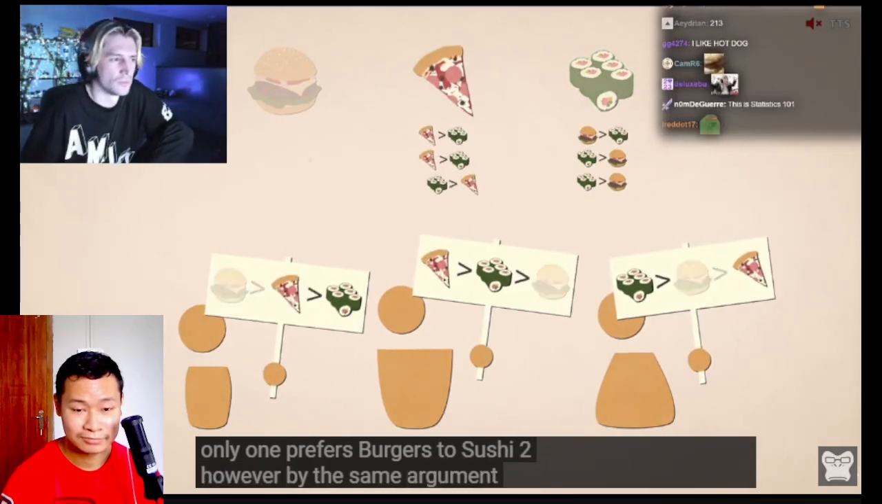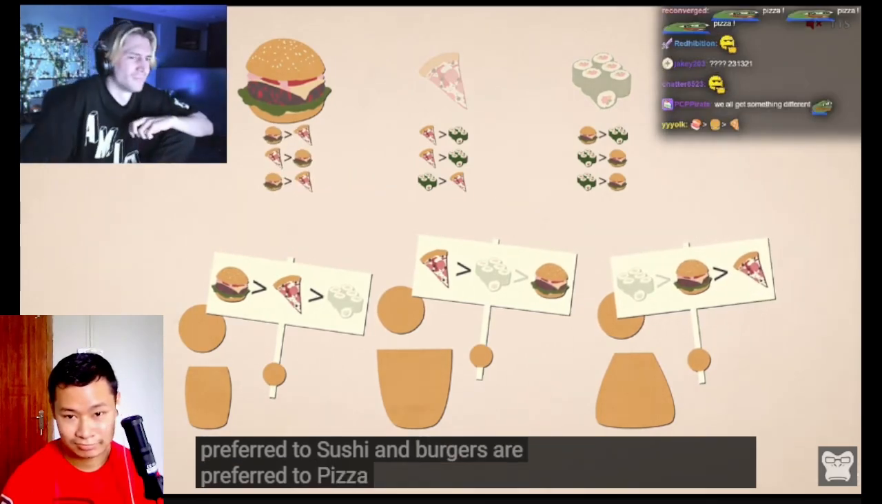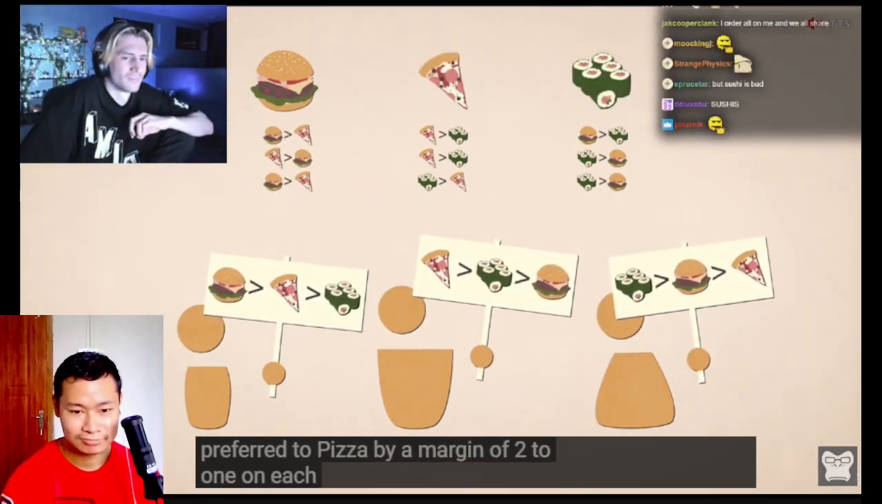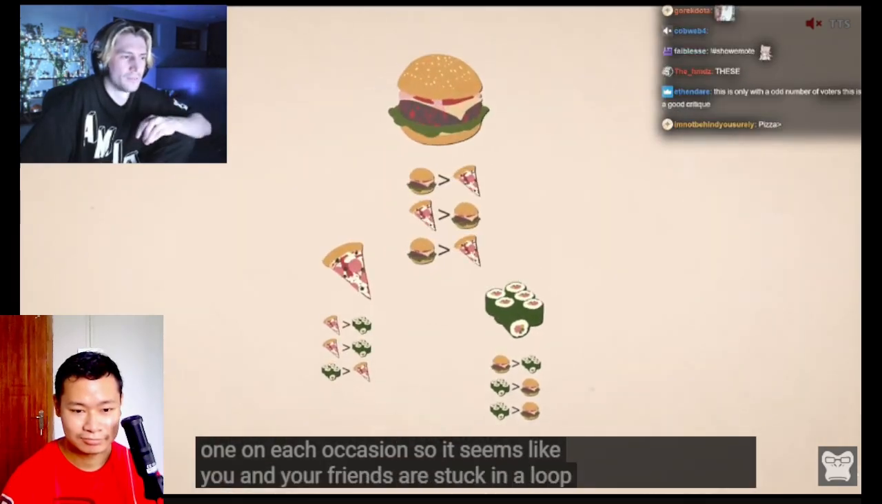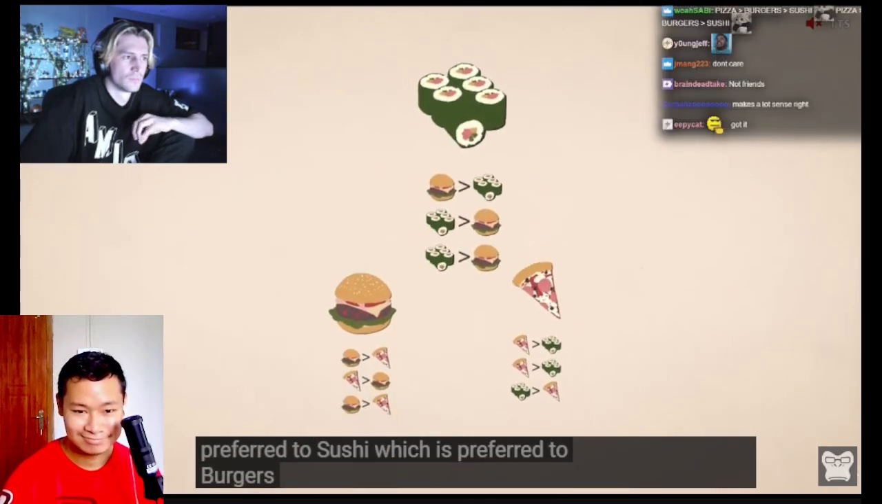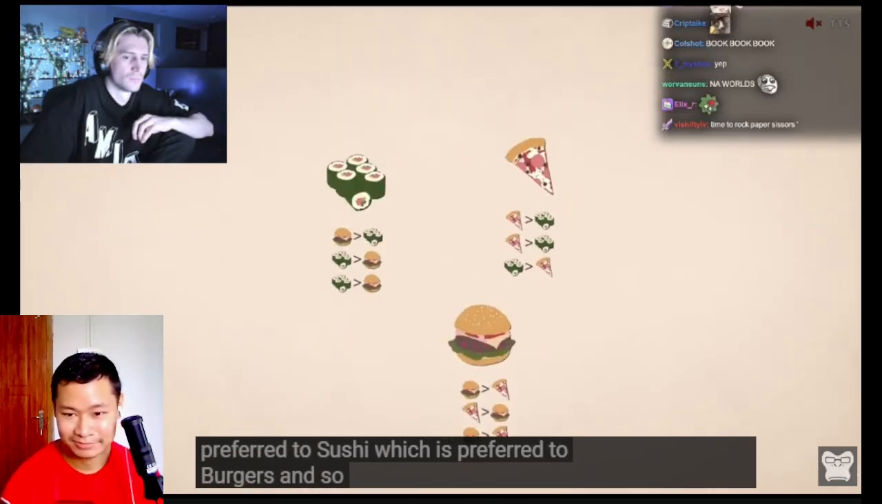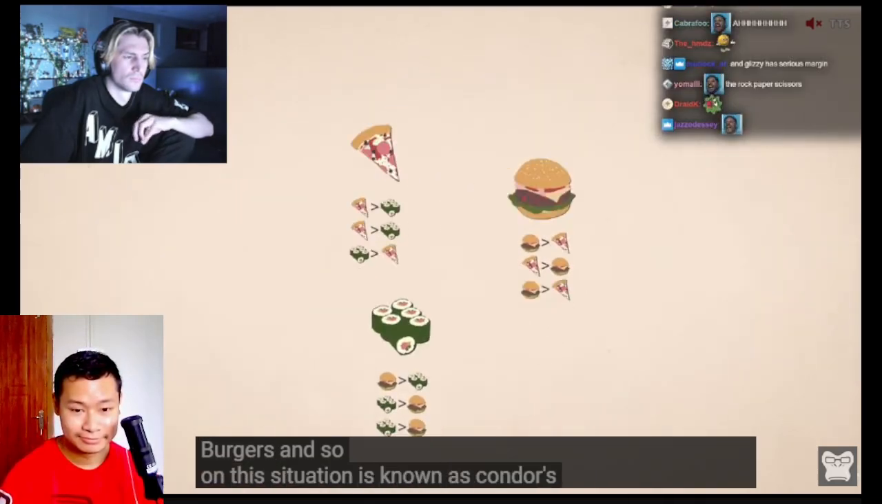However, by the same argument, pizza is preferred to sushi, and burgers are preferred to pizza, by a margin of 2 to 1 on each occasion. So it seems like you and your friends are stuck in a loop. Burgers are preferred to pizza, which is preferred to sushi, which is preferred to burgers, and so on. This situation is known as Condorcet's paradox.